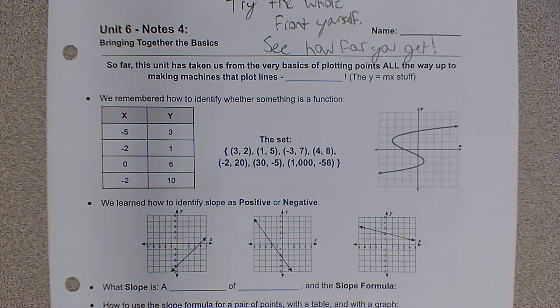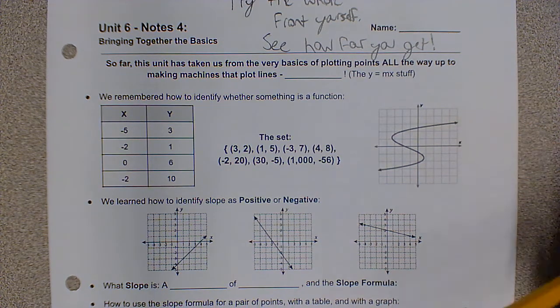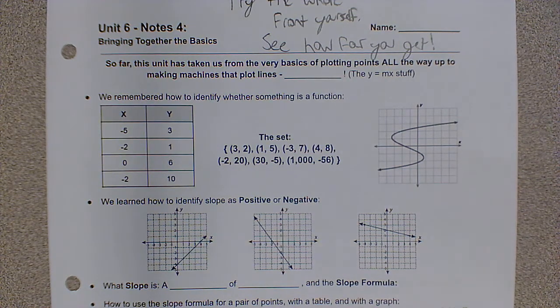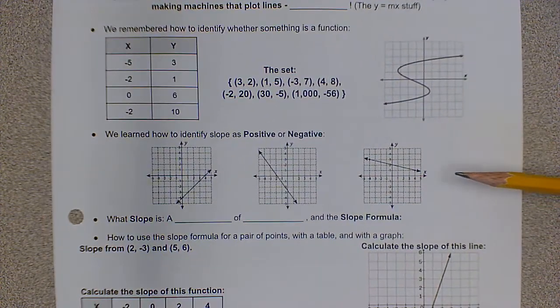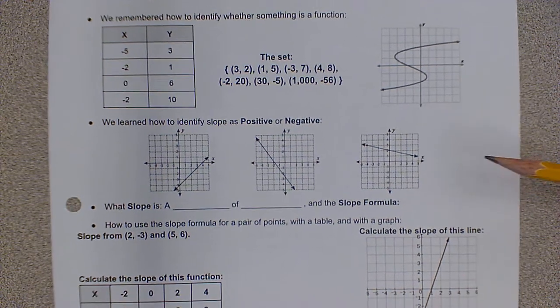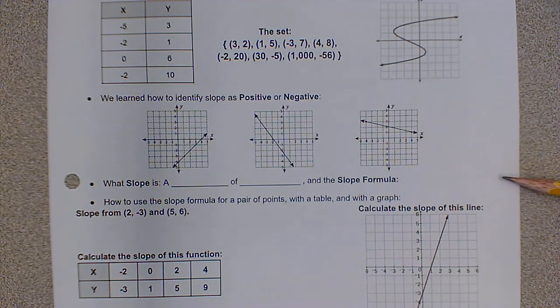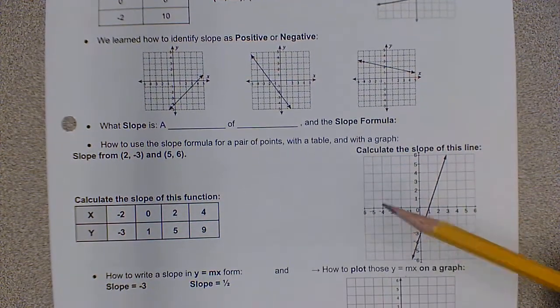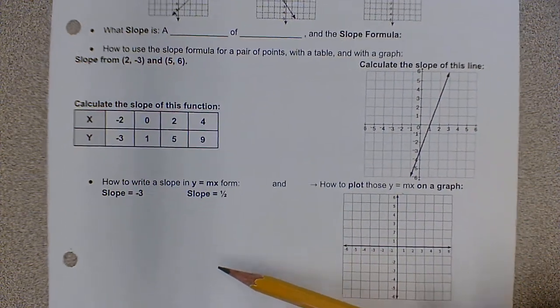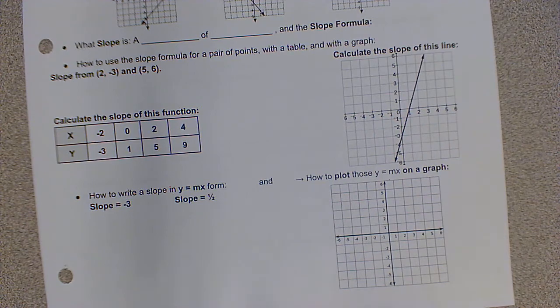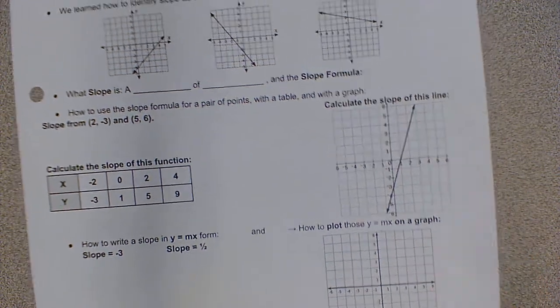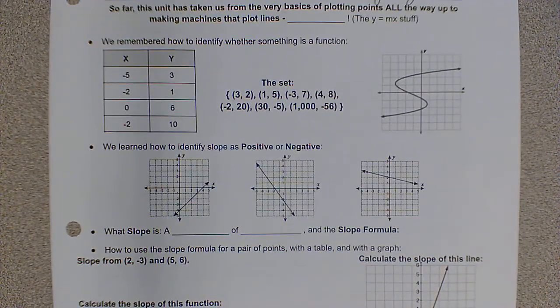Okay, awesome. So as you might have seen, the front has five major ideas, right? We got identifying functions. So that's stuff we learned before. It's coming back here. We're going to do it more later on. I just want to make sure this is fresh in your mind. Identifying functions. Identifying a slope as positive or negative. You got to tell me what slope is and what the formula is. Then you got to calculate it, make it y equals mx, and then graph it. If you can do all those things, it'll be fantastic, but let's make sure you got it all right.